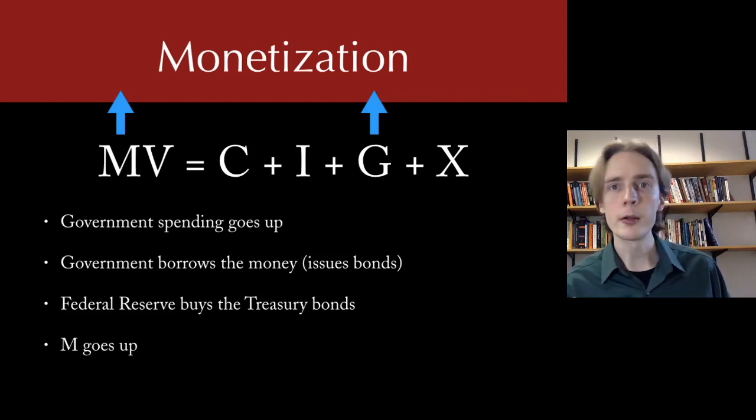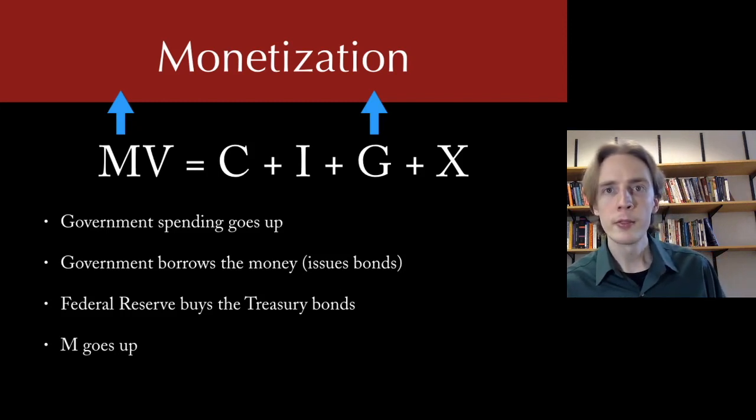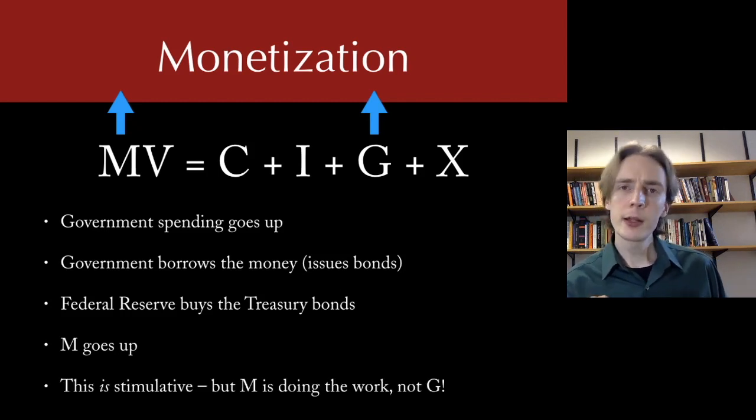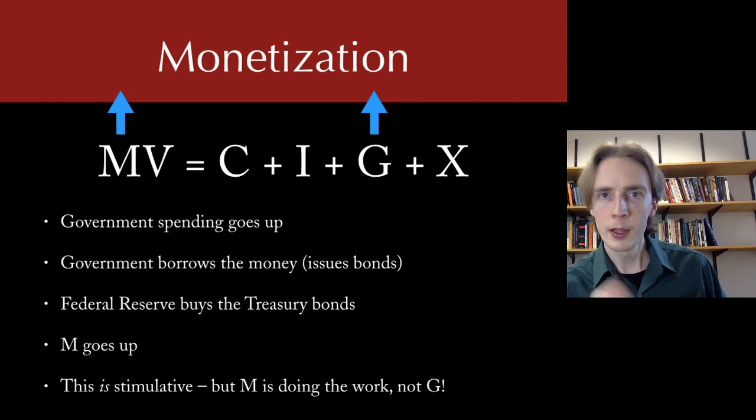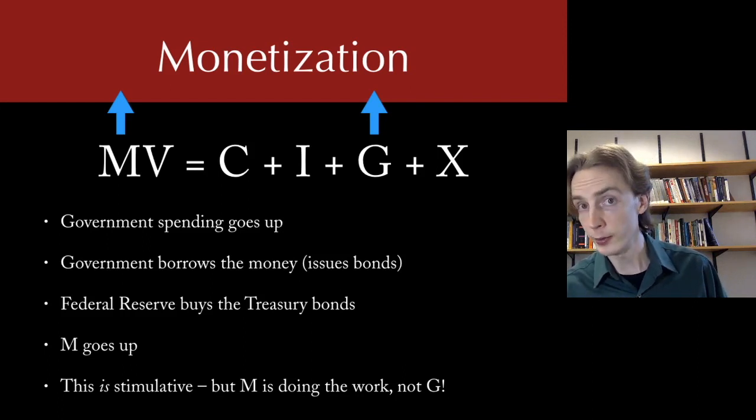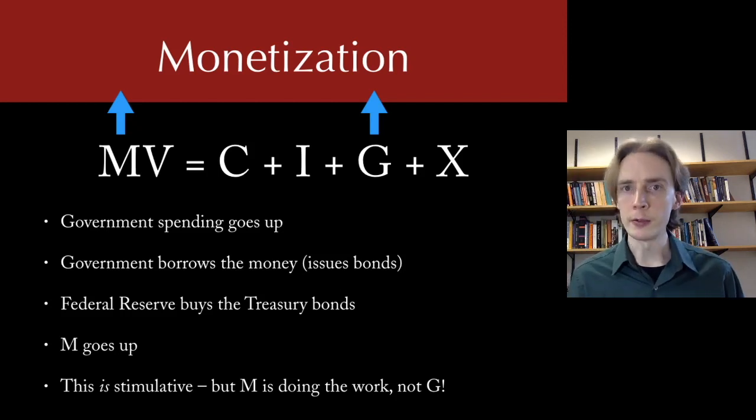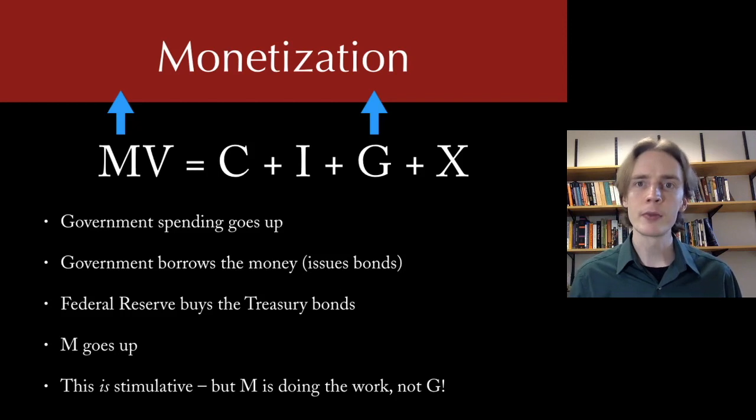And like the last one, but unlike the first two, this is going to affect the left-hand side of the equation. And so this is actually going to be stimulative. This is going to have a short-run effect on the volume of spending. But notice that it's M doing the work and not G. Right? If M goes up, anything on the right-hand side goes up. And so you'll notice here that fiscal policy can never be more effective than monetary policy. Right? Because as effective as it can possibly be is just as effective as monetary policy.